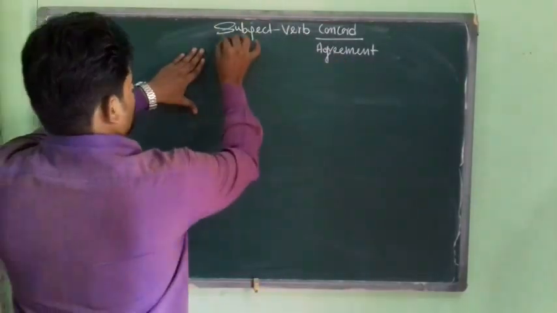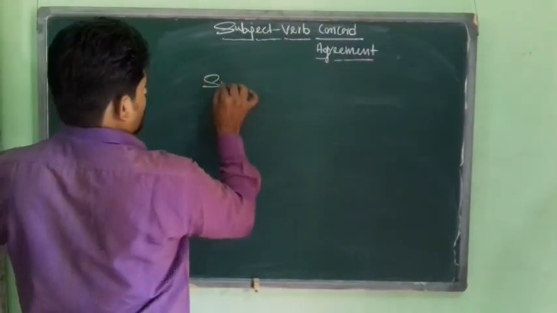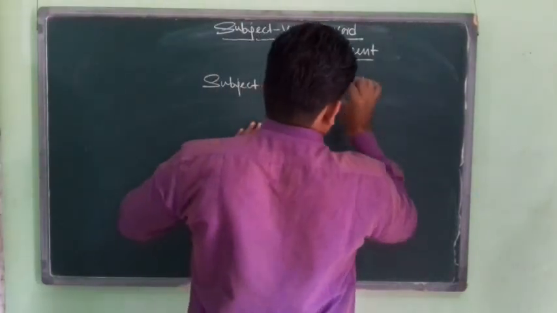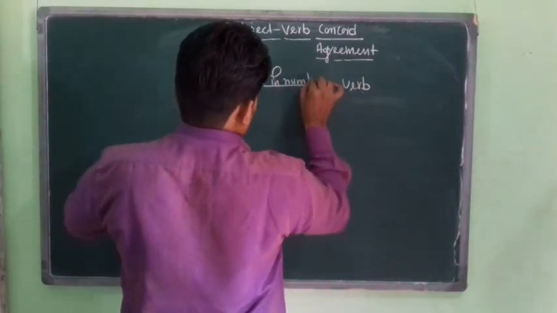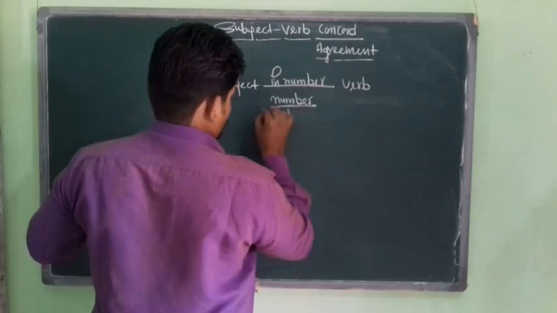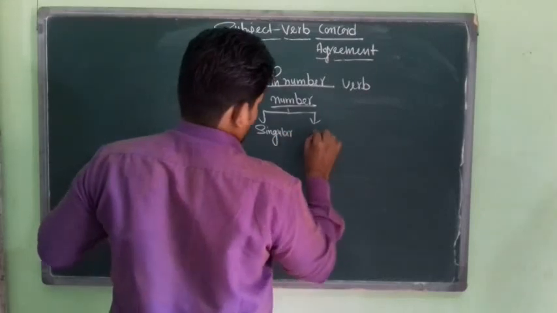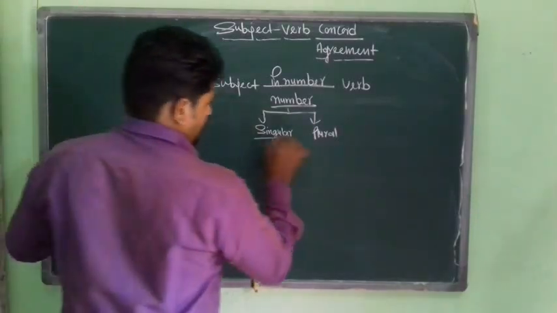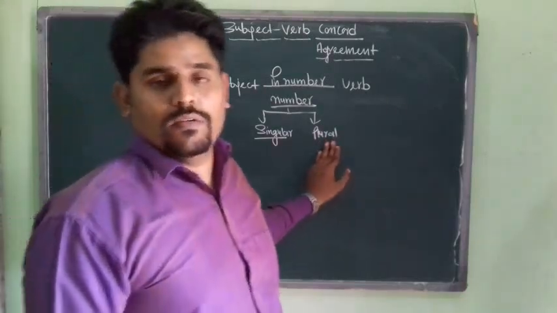And this means that the subject of a sentence always agrees with its verb in number. What is a number, students? There are two numbers in English: singular number and plural number. Something that is one is called singular, something that is more than one is called plural.